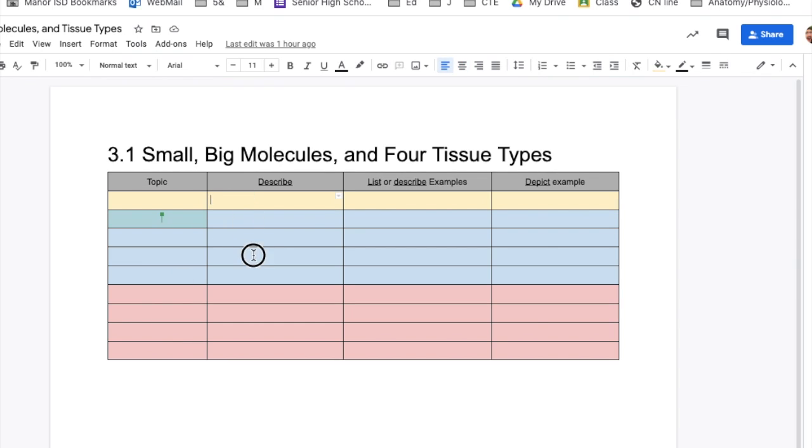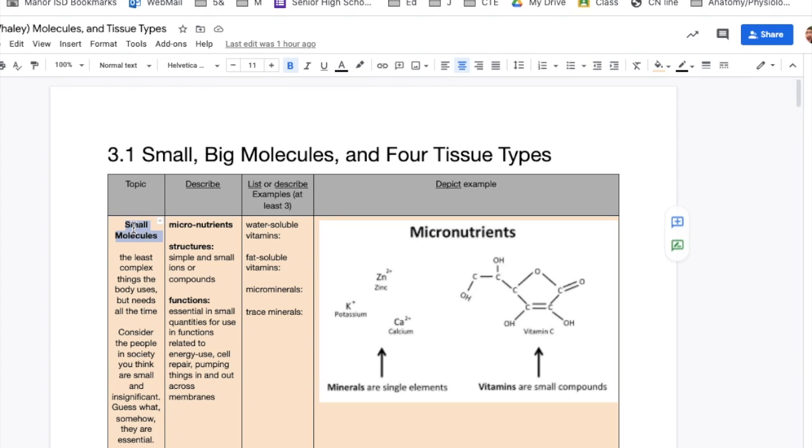Then in this column, you're gonna have a description of what that is. So for example, the topic is small molecules. So I'm going to describe that. Well, micronutrients is a really shorthand way to describe it. But we're in anatomy class, so we want to describe the structure of those micronutrients and the functions of those micronutrients. Now you'll see I have extra information under topic. You don't have to have extra information, just define the topic and then describe the topic.